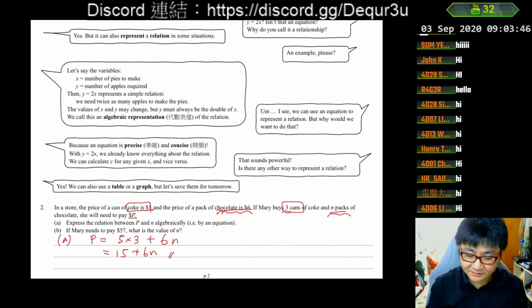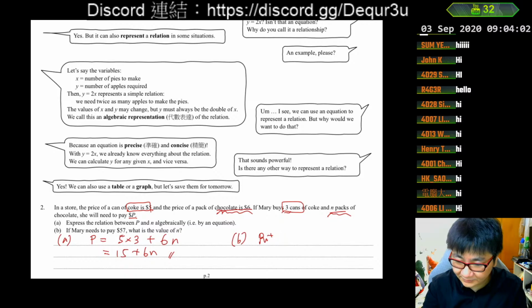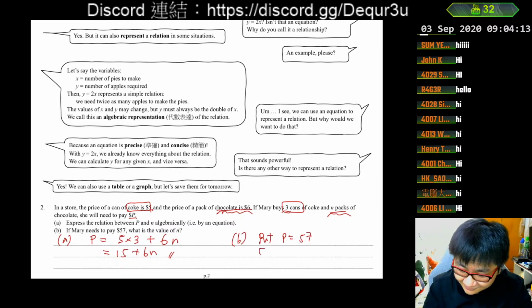Part B is, if Mary needs to pay $57, then what is the value of N? Mary pays 57, and what Mary pays is P. Therefore, we put P to be 57. This part may be a little bit boring because it's really easy. I think it should be easy for all of you, right? Is it so? Then I just change P to 57.